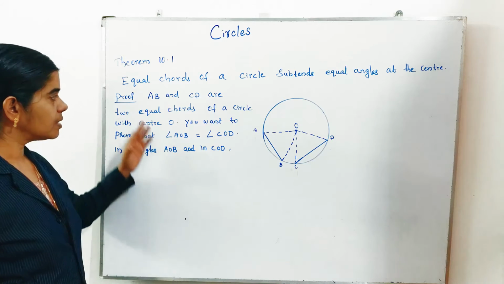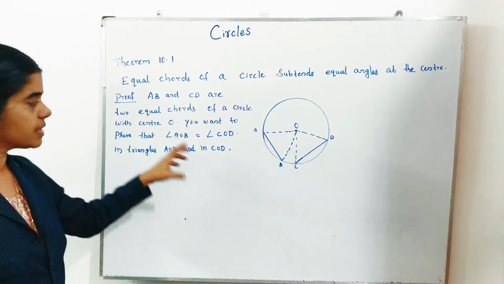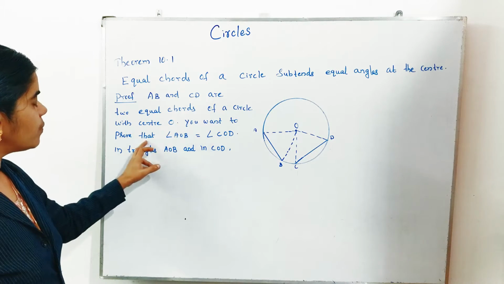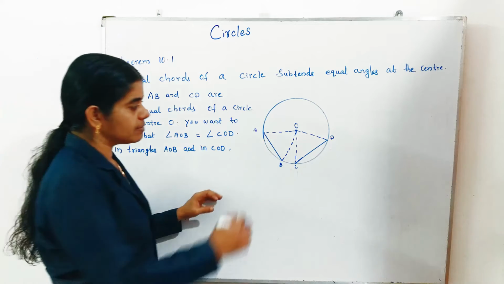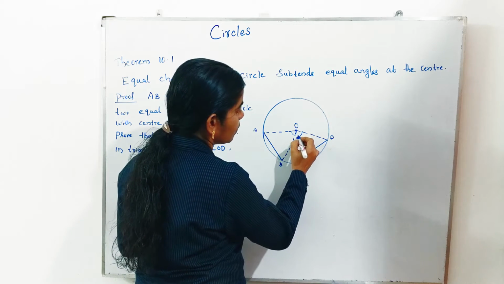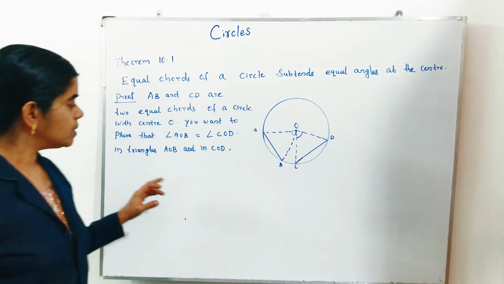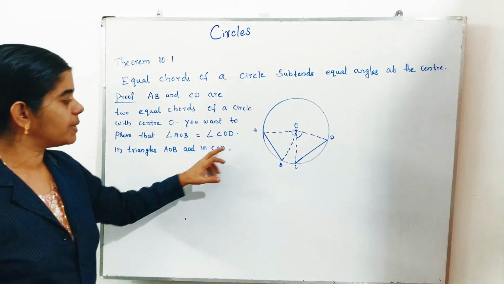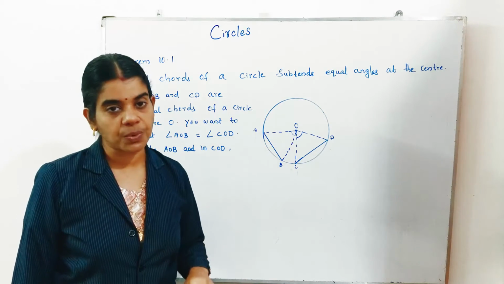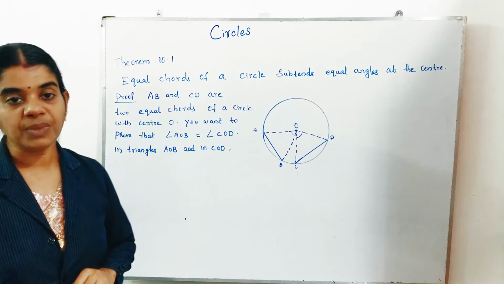For this proof, first we write what is given. AB and CD are two equal chords of a circle with center O. You want to prove that angle AOB is equal to angle COD. For this, in triangles AOB and COD, we are using congruency of the two triangles. Then by CPCT we will show that the two angles are equal.